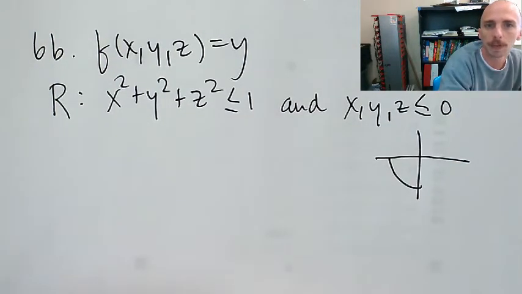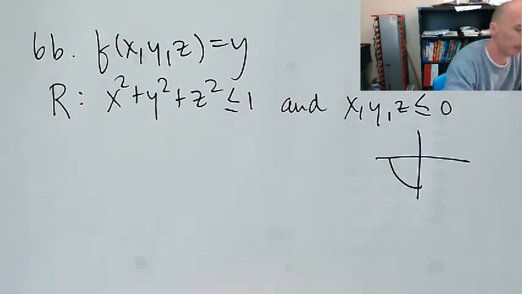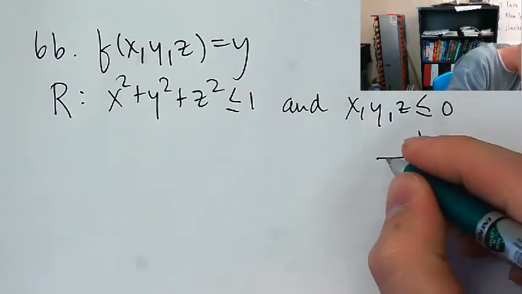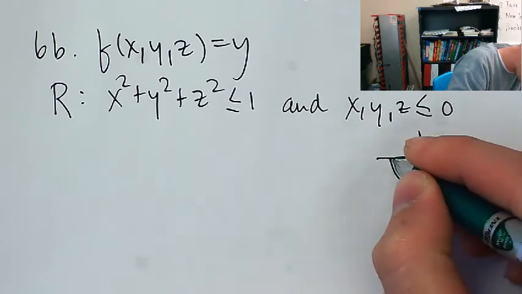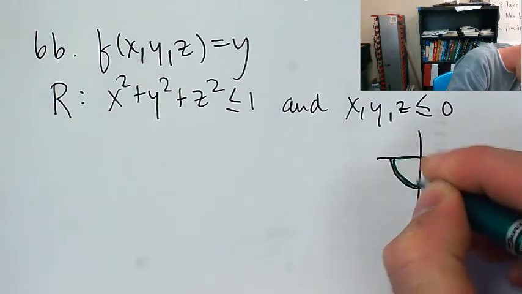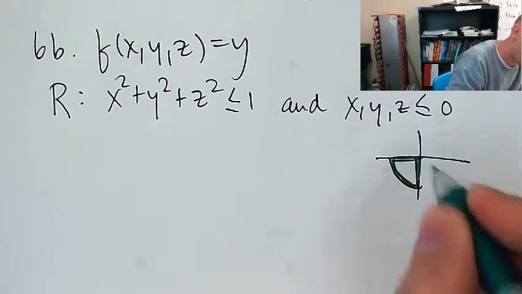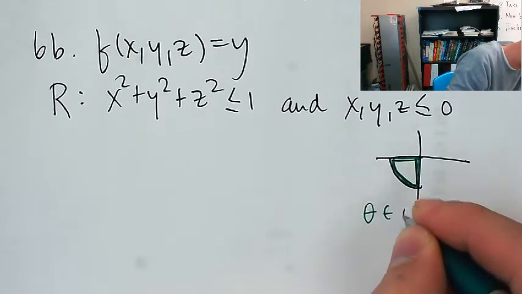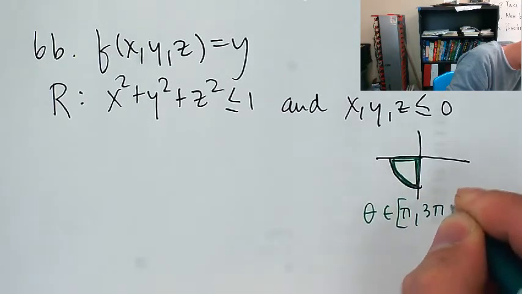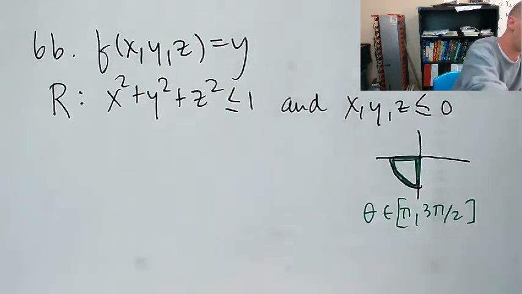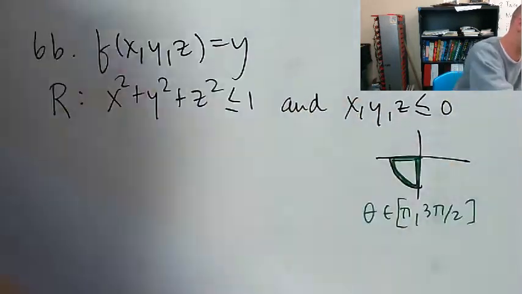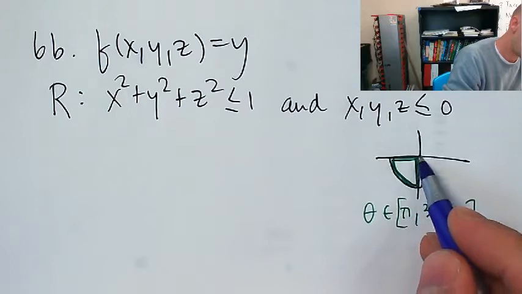Okay, and so theta is going to run from pi to 3 pi over 2. Okay, rho is going to run from 0 to 1.